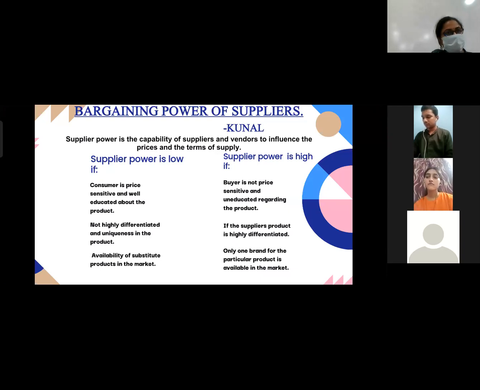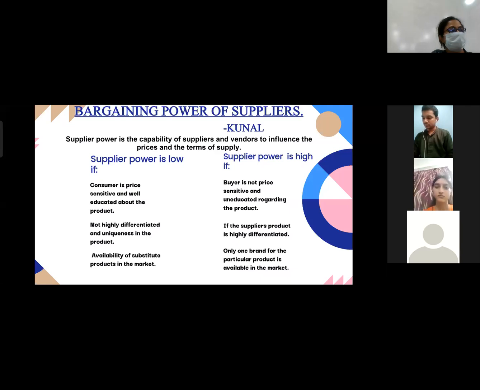So let's see how supplier power is low. If the consumer is price sensitive and well educated about the product, if the consumer knows well about the product, then supplier power will be low. Also if the product is not highly differentiated, has no uniqueness, or substitute products are available in the market. And when will supplier power be high? When the buyer is not price sensitive and uneducated regarding the product, or if the supplier's product is highly differentiated, or only one brand for the particular product is available in the market.